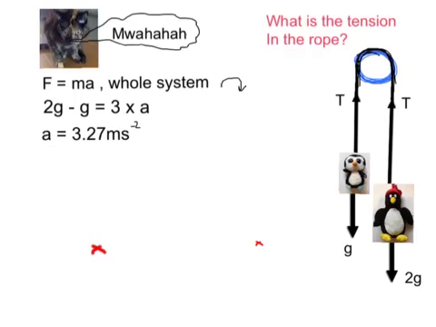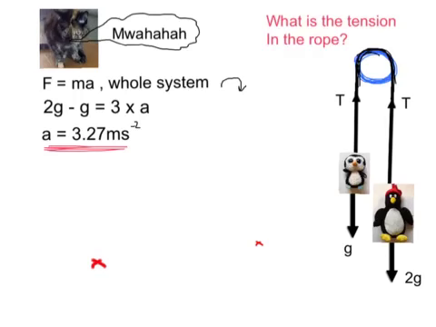So all of that's equal to the total mass times its acceleration. Putting those values in, I then get acceleration as 3.27. I'm assuming I'm using g here as 9.8, acceleration due to gravity. Okay, now we have the acceleration of the system.